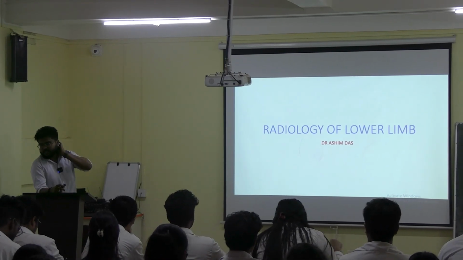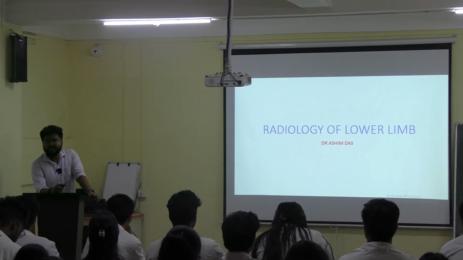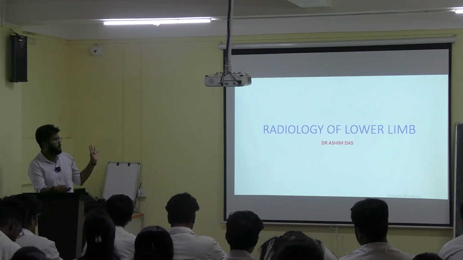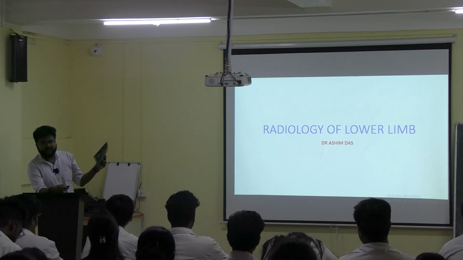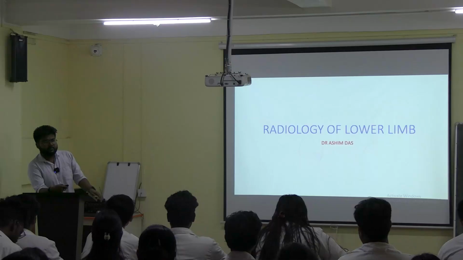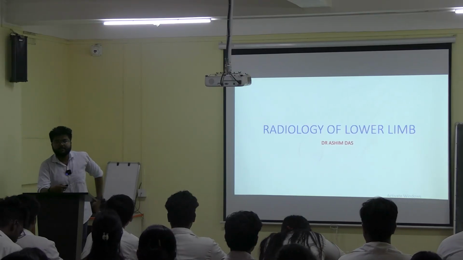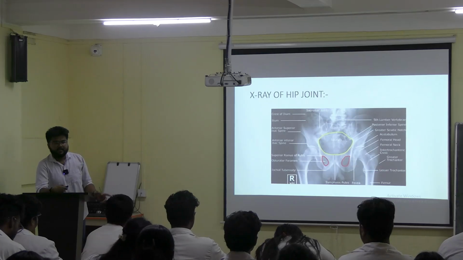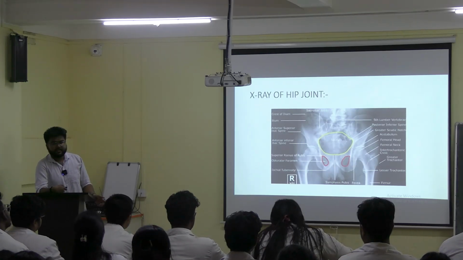Discussing the radiology of the lower limb, or you can say the X-ray of the lower limb. Here mainly 4 X-rays are given in your exam. First one is the pelvic X-ray. This is the pelvic X-ray. Here you can see the main joint, the hip joint, is present.